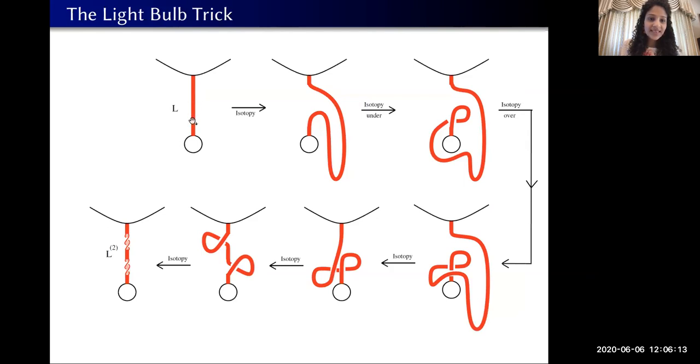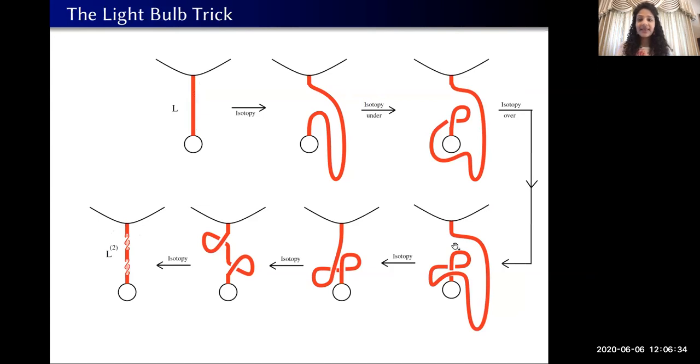So this red line segment illustrates a section of a component of the framed link L which intersects the non-separating two sphere once. And then this sequence of ambient isotopies gives this figure on the bottom left. And notice that the framing of L has changed by +2.